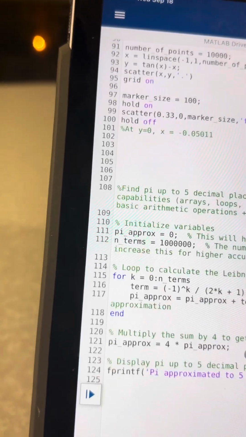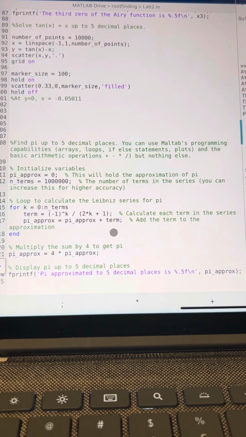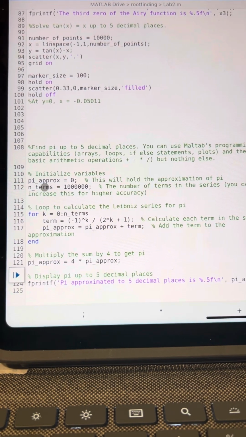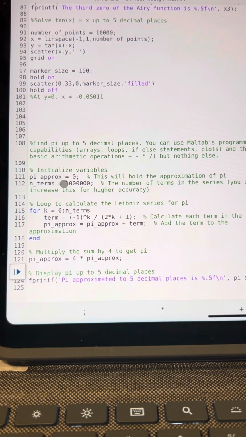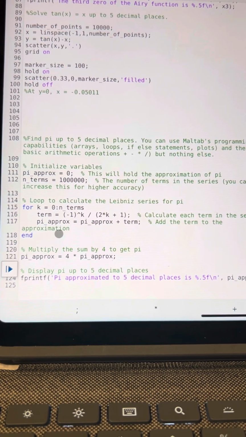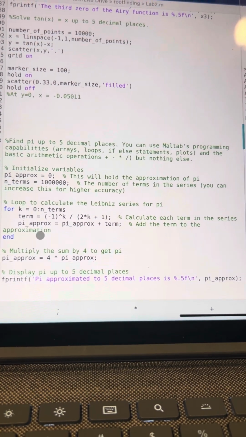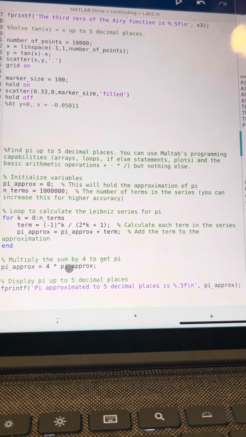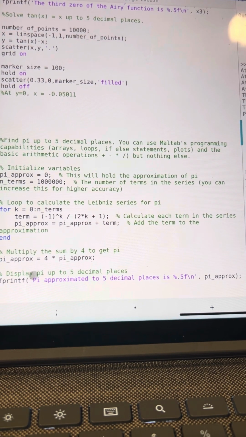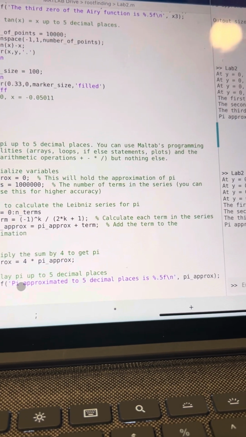And then the last problem asks about finding pi up to 5 decimal places. So we first initialize the variables. This is what I define the variables as. And then we use a loop function to calculate the series. And then I multiplied the sum by 4 to get pi. And then I just use an fprintf to display the result of the approximation of pi.